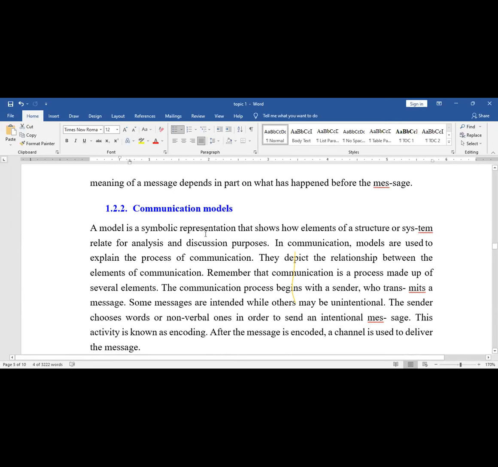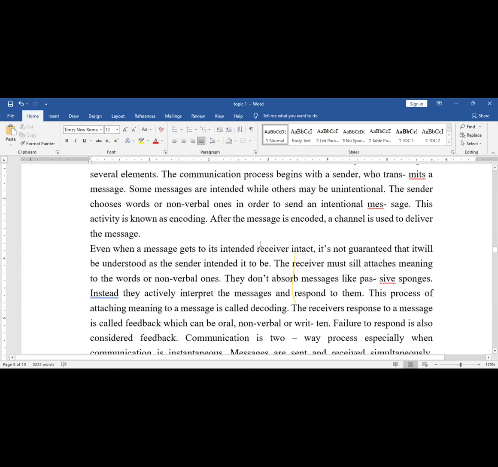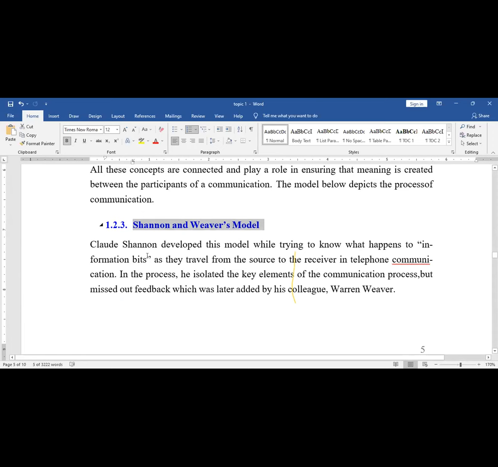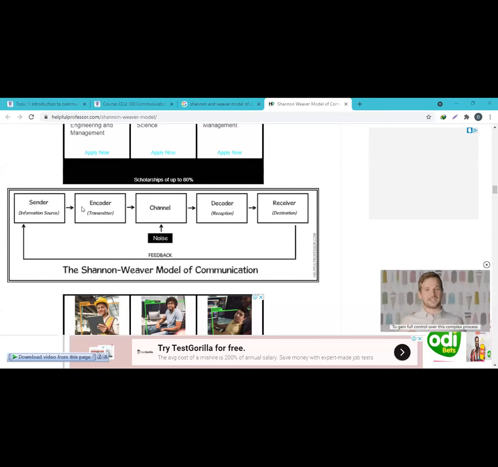So you will read on communication models, because we have Shannon and Weaver. We have looked at Shannon and Weaver's model. For those who do not know it, let me show you again, the Shannon and Weaver model. If you Google, you will find it. This is Shannon and Weaver's model. It has the sender, encoder, channel, decoder, receiver, and noise. So there are various models of communication from various scholars.